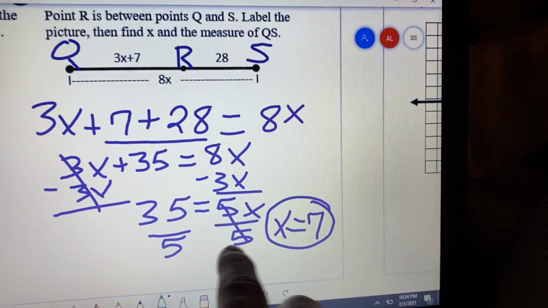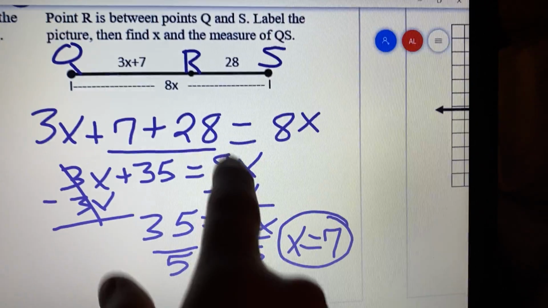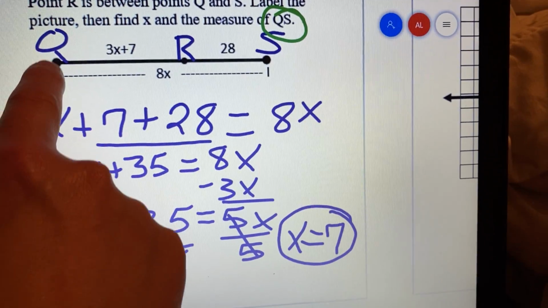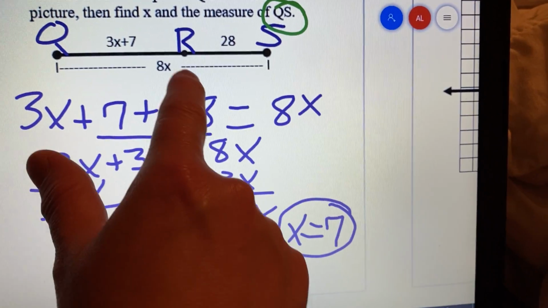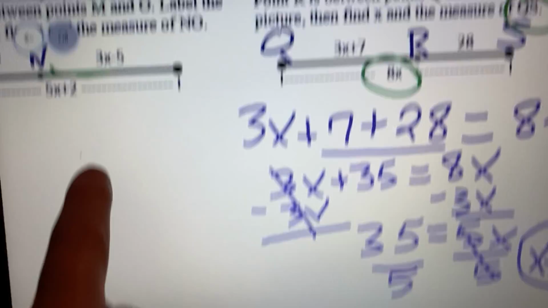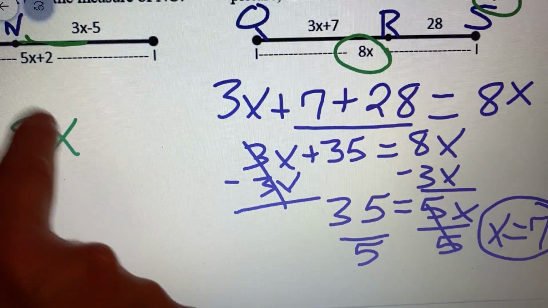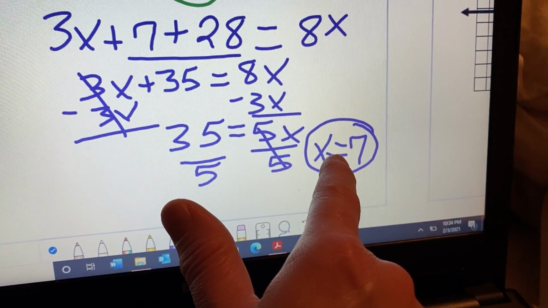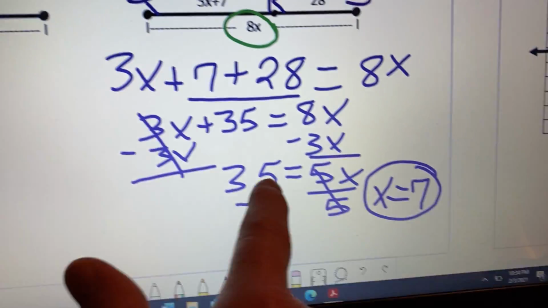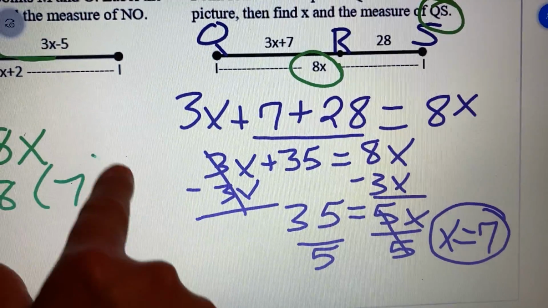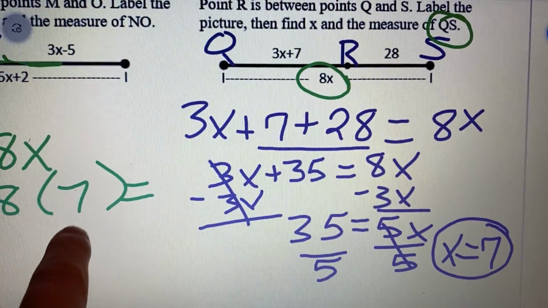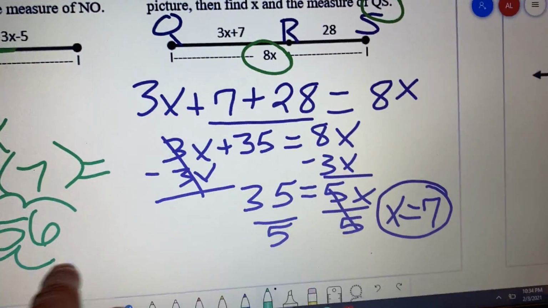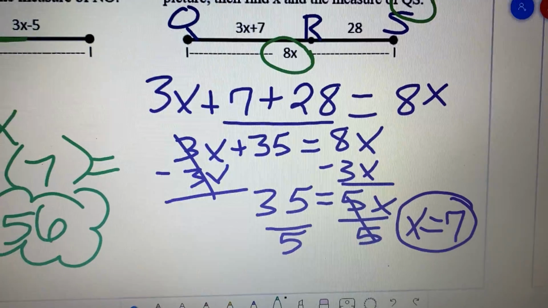For the other half, they want me to find the length of QS. So QS is this entire segment, and that's represented by 8x. So we'll come over here, 8x, but instead of x, we're going to plug in our 7. So that would be 8 times 7, which would be 56. Okay?